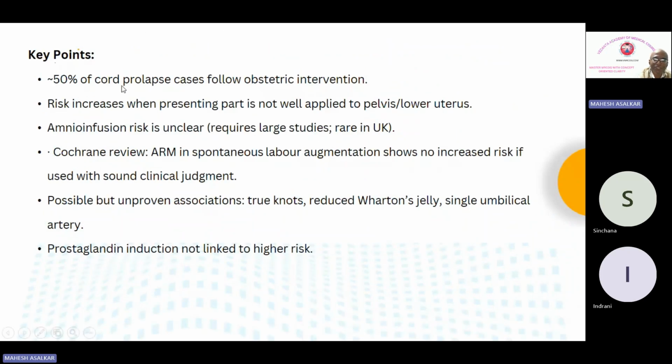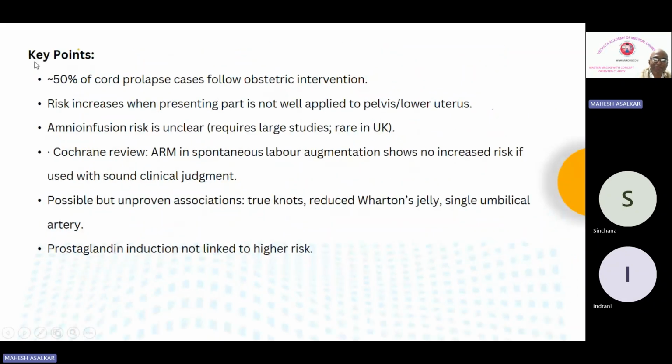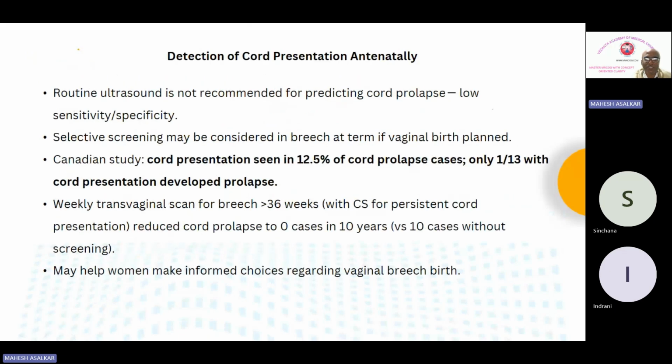Key points: around 50% of cord prolapse cases follow obstetric intervention. We have just seen the conditions associated with procedures, and 50% of cord prolapse will be associated with these. Risk increases when the presenting part is not well applied to the pelvis or lower uterus. Amnioinfusion risk is unclear. So these are a few important points. Detection of cord presentation antenatally: routine ultrasound is not recommended. This we have seen already before.